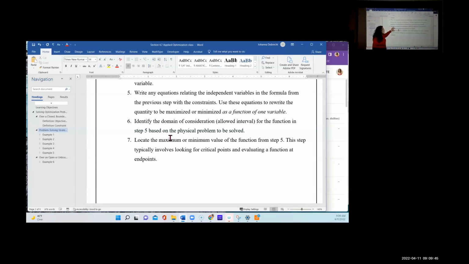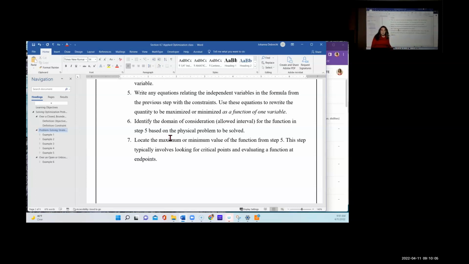The next thing you're going to do is identify the domain of consideration, the allowed interval for the function that you have in the previous step. That's part of determining the constraints of the problem. And then you're going to locate the maximum or minimum value of the function from step 5.